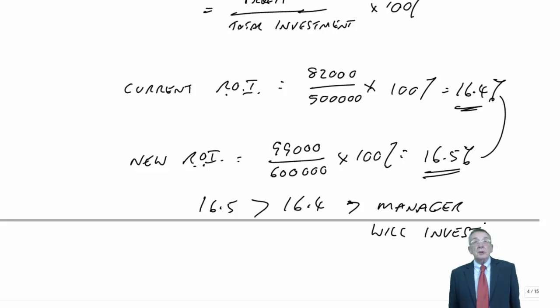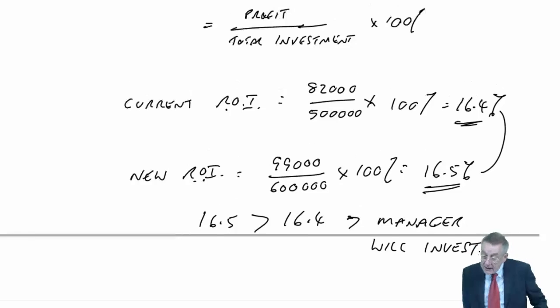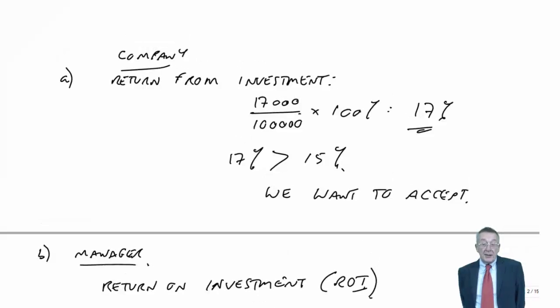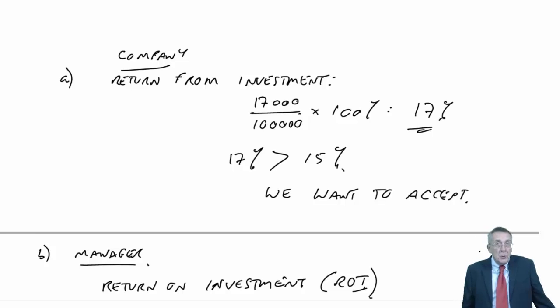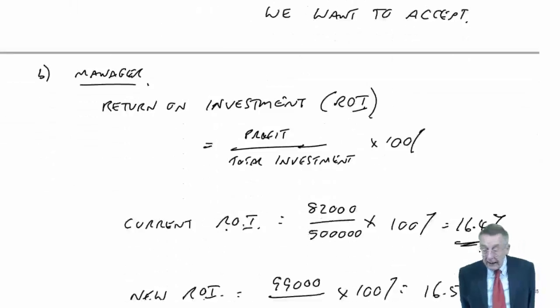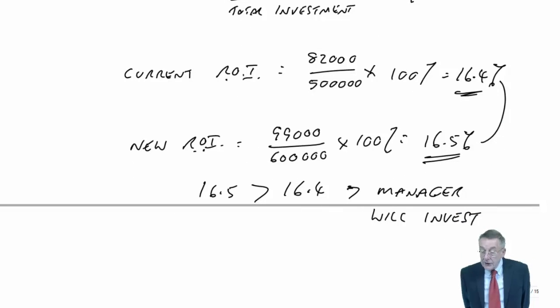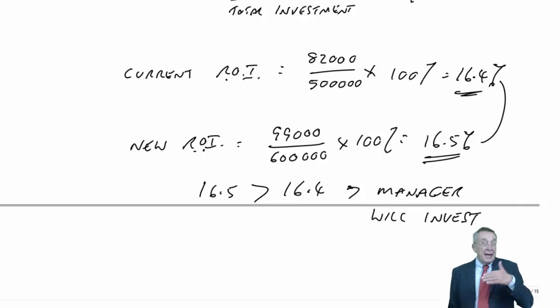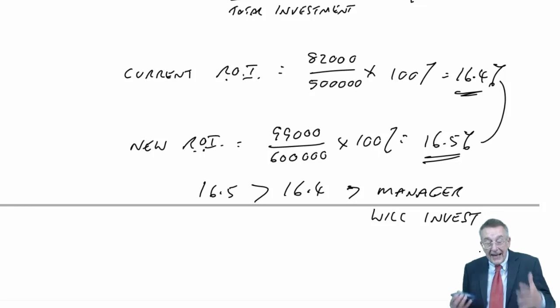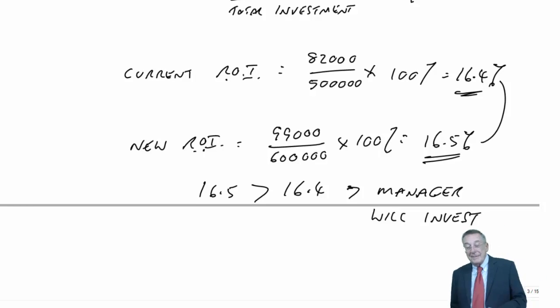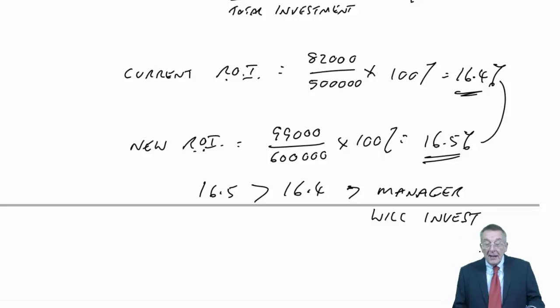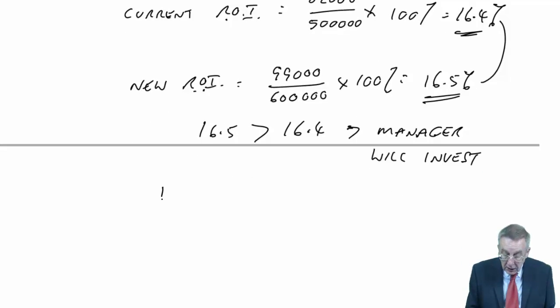And so things are wonderful. Remember, the company actually wanted that investment because it's giving more than target. However, it's not head office making the decision. We can't impose the decision on the manager. We've given him autonomy. So the manager simply looks at the effect on the return on investment, because that's what he's being measured on. Here it's gone up, so he accepts. The manager is making a decision that the company wants. We call that goal congruent.